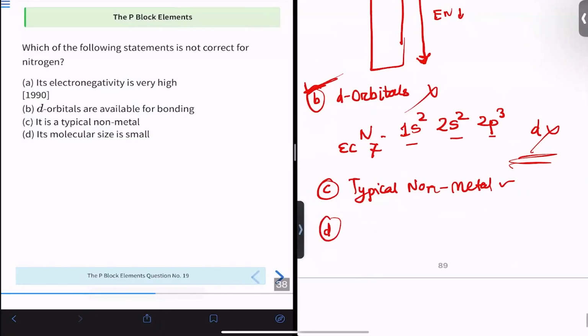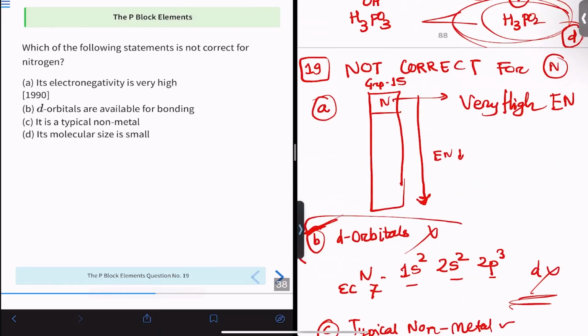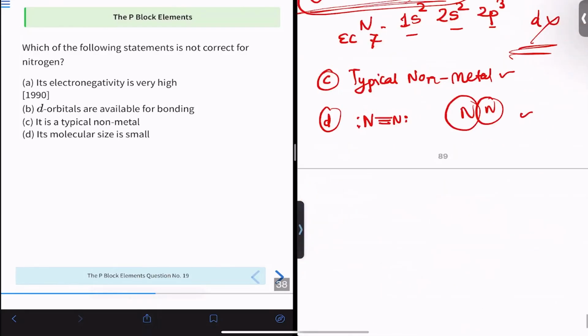Option D says the molecular size is very small. What is the molecule for nitrogen? It is N triple bond N. This molecule is very small, so this option is also correct. So I'm left with only one option, option B. D orbitals are available for bonding, which is not true. So the only incorrect option is option B. Go with option B.